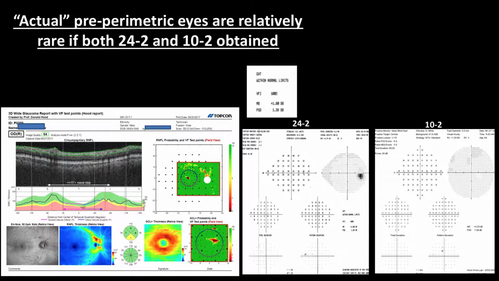Okay, so actual preparametric eyes are relatively rare if you get both 24-2 and 10-2 points. So here's one that looked preparametric. In fact, it's the only one we had out of that 102 that looked preparametric on both 10-2 and 24-2. So here's a 24-2: normal, normal, normal. Here's a 10-2, also normal. That was clean. That looks clean.